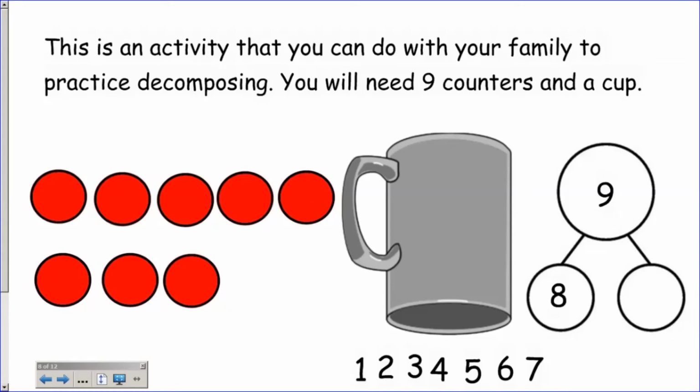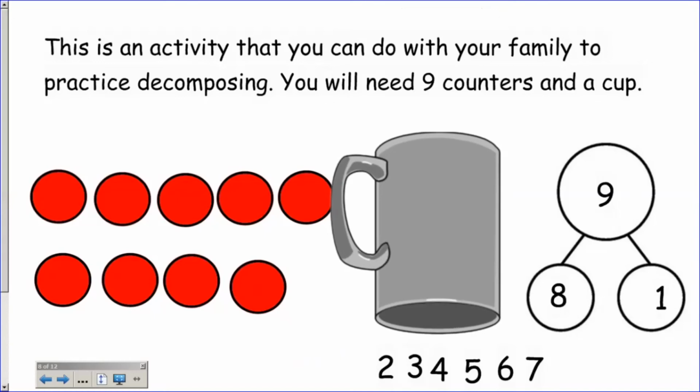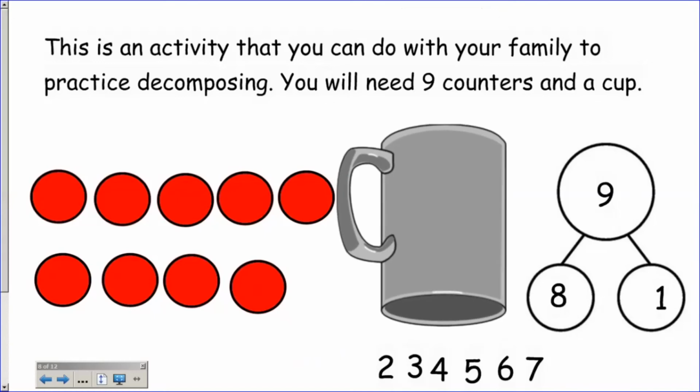How many counters are hidden underneath my cup? Well, if you said 1 counter, you are right. Good job. I had 9 counters. You could see 8 of them. I hid 1 of them. Great. Let's try another one.